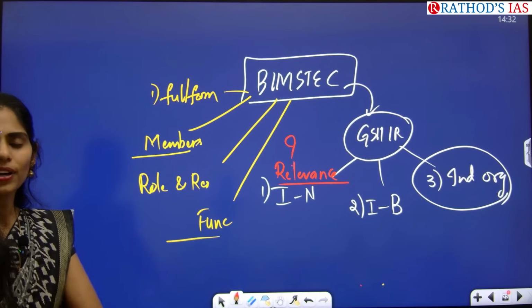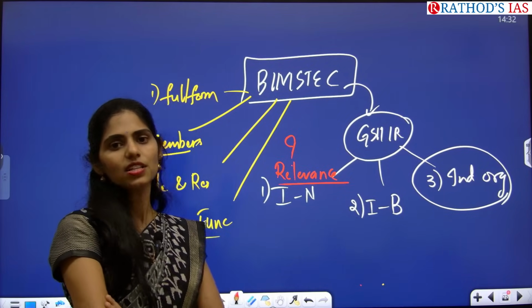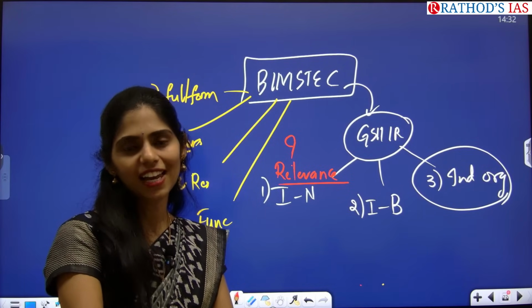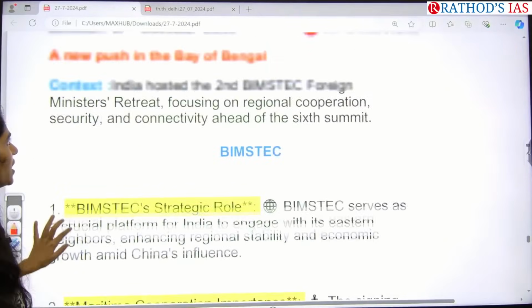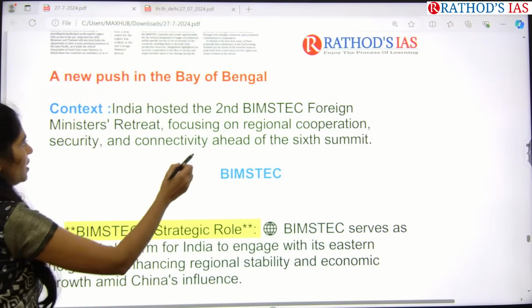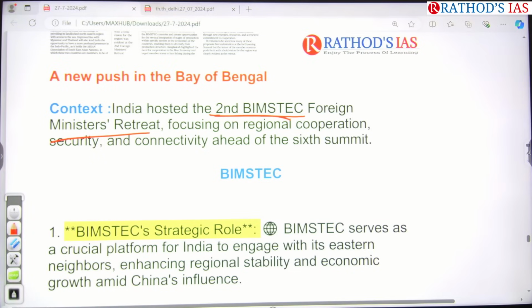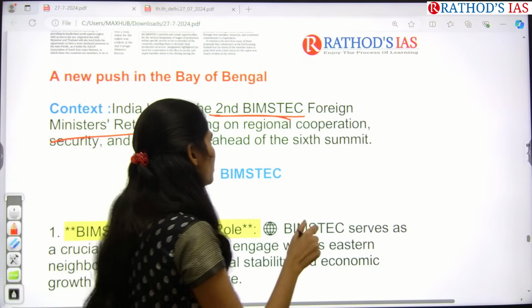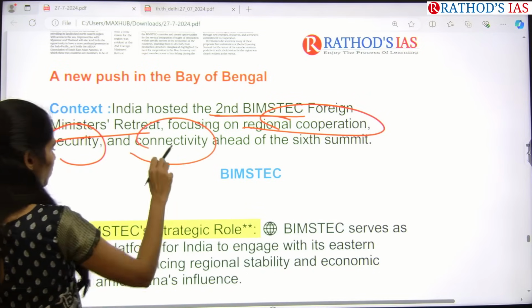So why is it important? Because India hosted the second foreign ministers' meet of BIMSTEC, and we have to focus on what the highlights of this meet are. That's it. If you see this article, it is saying that India hosted the second BIMSTEC foreign ministers' retreat, and in this meet we focused on 3 important things. First one is regional cooperation, second one is security, and third one is connectivity.